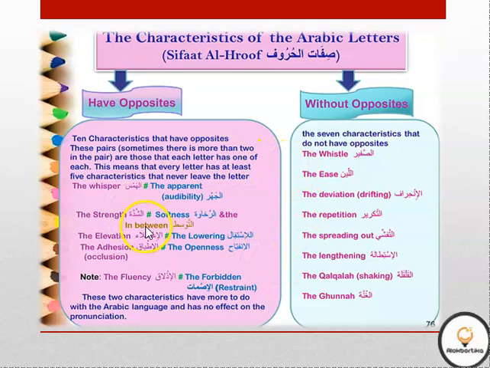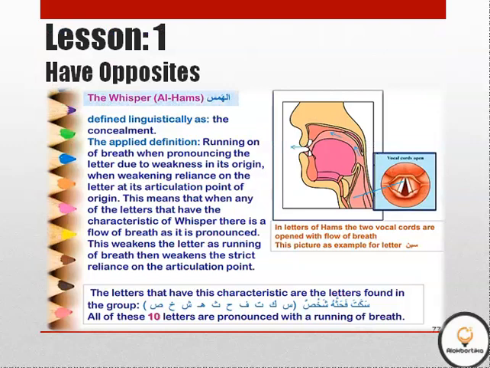Okay, so that is the summary of how many sifat there are. So let's discuss them in detail. The first one is the whisper, al-hams in Arabic. Linguistically, it means concealment, and the applied definition is the running of breath when pronouncing the letter due to weakness in its origin, weakening the reliance on the letter at its articulation point.